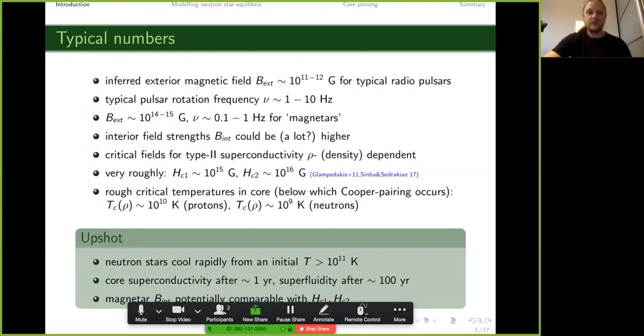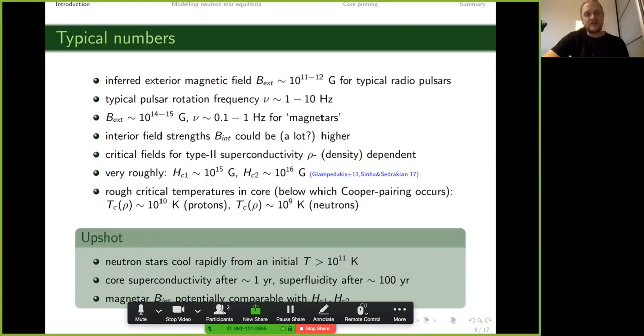So then, relevance to superfluidity and superconductivity, a few numbers now. So firstly, the two critical fields for type 2 superconductivity are both density dependent. So I'm just giving rough numbers here, ignoring that density dependence. So broadly speaking, HC1, the lower critical field, is about 10^15 Gauss, and HC2, the upper critical field, is about 10^16 Gauss.